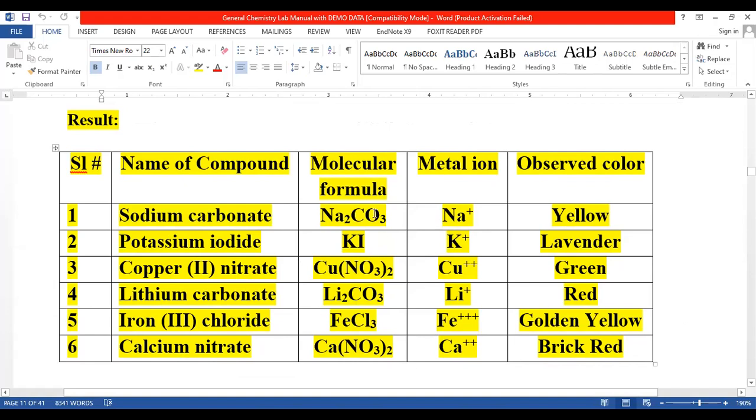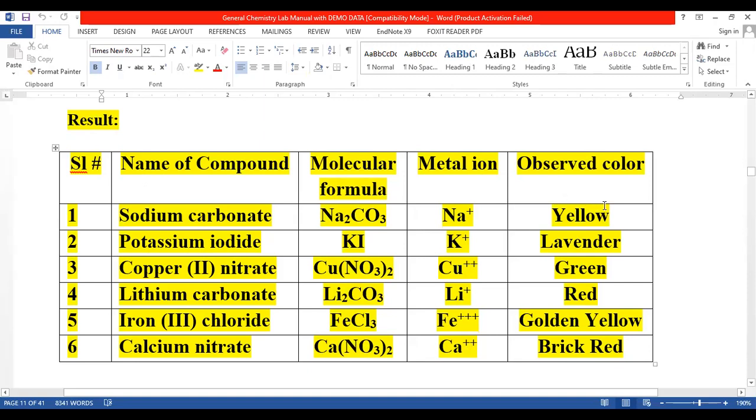So these are the molecular formulas of the table I have been talking about. After analyzing, we will list the compounds with their chemical names and chemical formulas. What we identified is only the metallic part. So from sodium carbonate, only sodium ion; potassium iodide, only potassium; copper(II) nitrate, only copper; lithium carbonate, lithium; iron(III) chloride, iron; calcium nitrate, calcium.